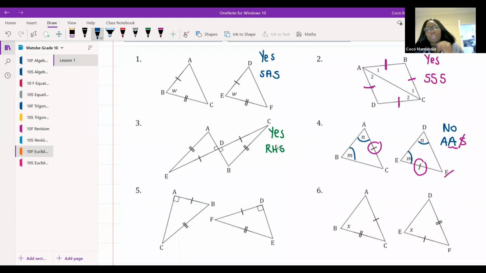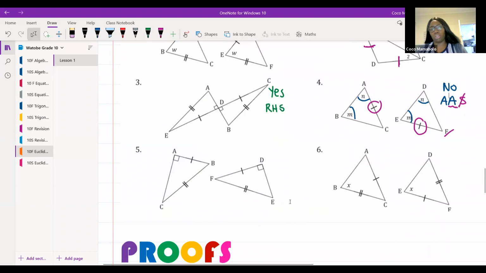So we need to make sure that we're getting the same idea going as we go along. Now have a look at number 5. Let's have a look at number 5. We're going to take it the same exact way.